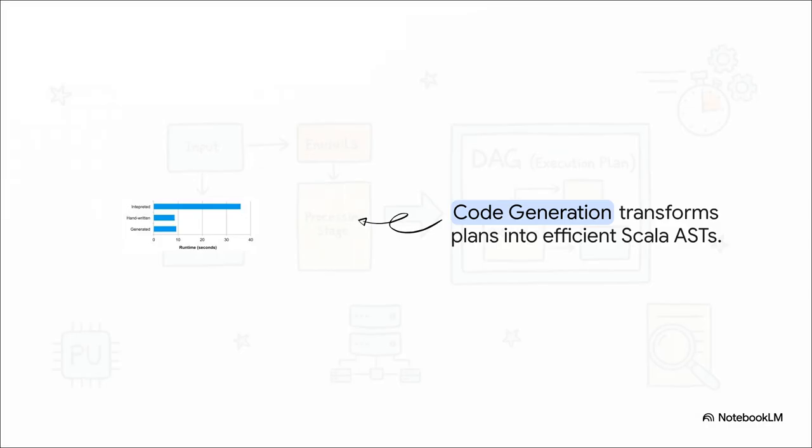But wait, Catalyst has one more massive trick up its sleeve: whole stage code generation. Catalyst programmatically builds abstract syntax trees and literally compiles them into Java bytecode at runtime. This generated code performs almost exactly like handwritten, hyper-tuned code, totally blowing standard interpreted execution out of the water. It strips out the overhead of virtual function calls and massively speeds up your CPU-bound in-memory processing. It is a total game changer.